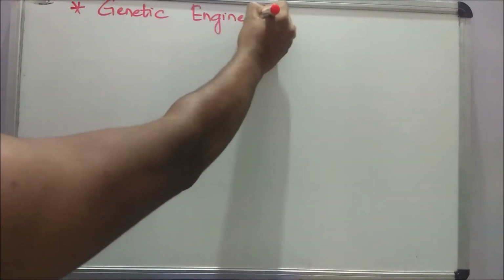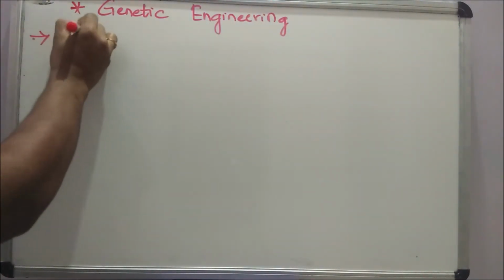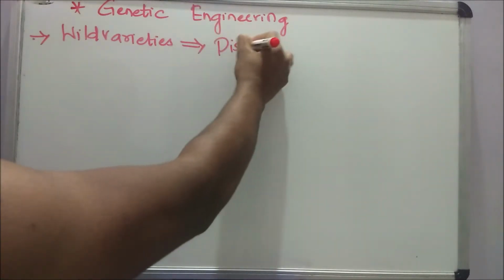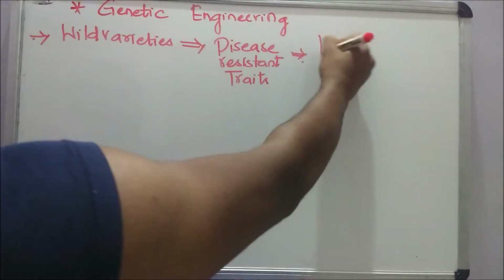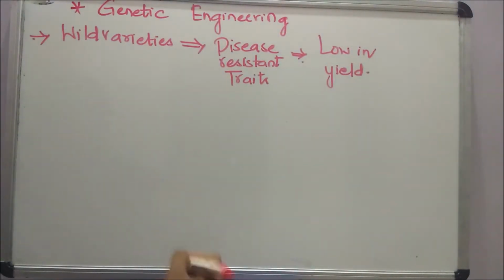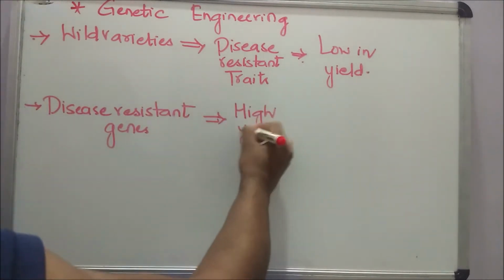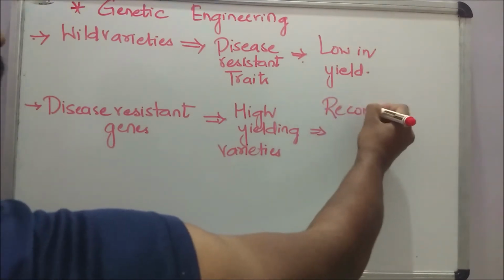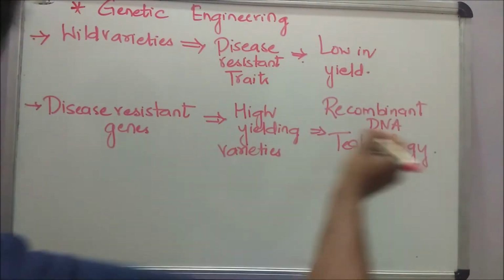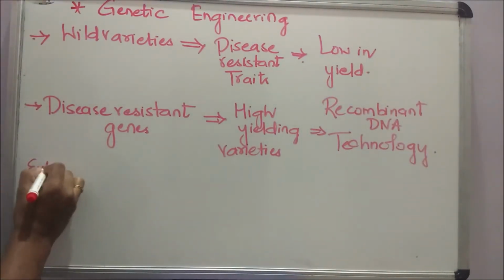Now let's learn about genetic engineering. Certain wild varieties have disease resistant characteristics but are low yielding. Disease resistant genes from such varieties are introduced into high yielding varieties through a technology called recombinant DNA technology.